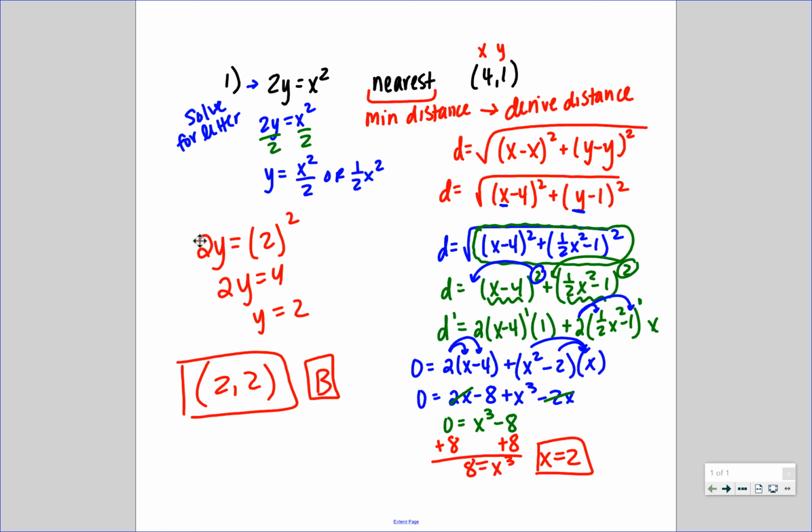Number 1: distance formula, nearest, minimum distance. Next, personally I think that number 2 is the hardest one on here. It says, a company wishes to manufacture a box with a volume of 40 cubic feet that is open on top and is twice as long as it is wide. So my length equals 2 of my w. Find the box that can be produced by using the least amount of material. So that's like wrapping paper.